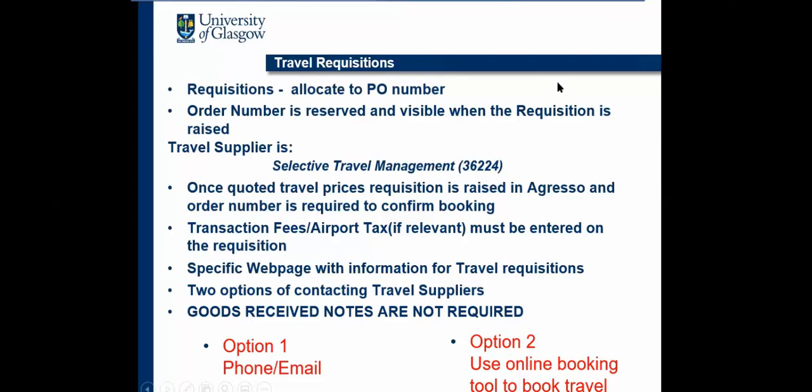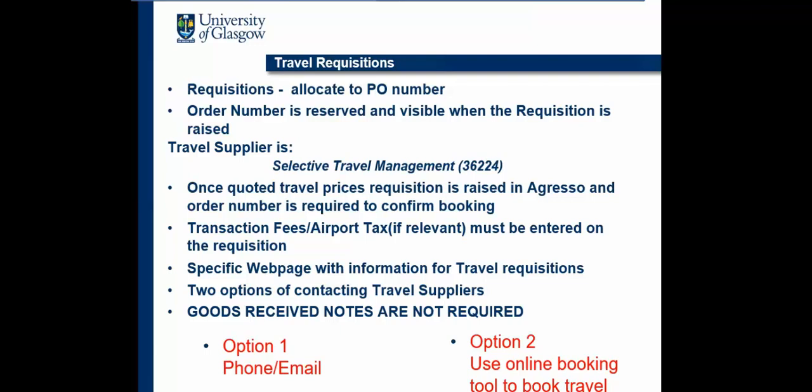Next thing we're going to take a look at is travel requisitions. We have a specific screen which you use to raise requisitions for them. You can use a normal requisition screen, but then you have to wait till it gets all fully approved before you get a purchase order number, and that can take some time. During that time, the prices may change, or the availability of the travel may change.